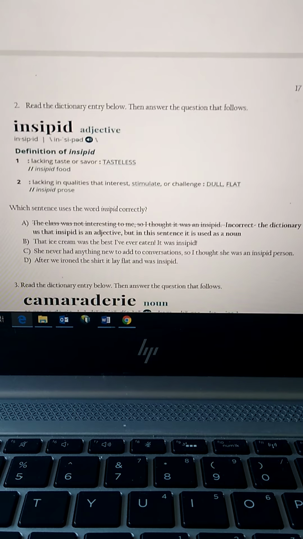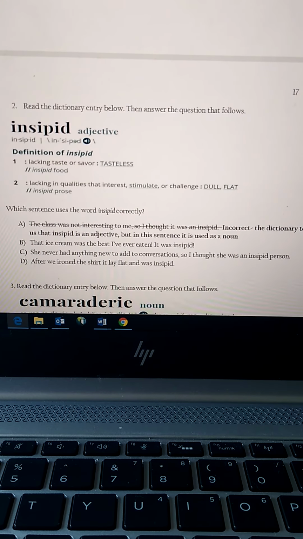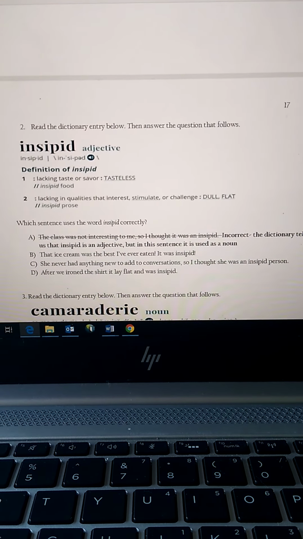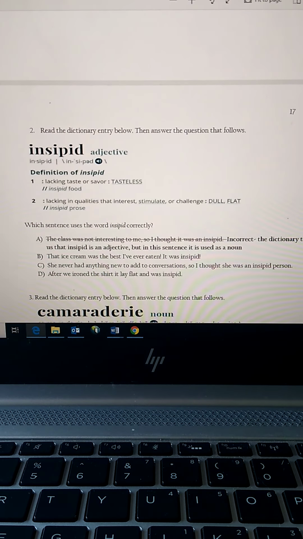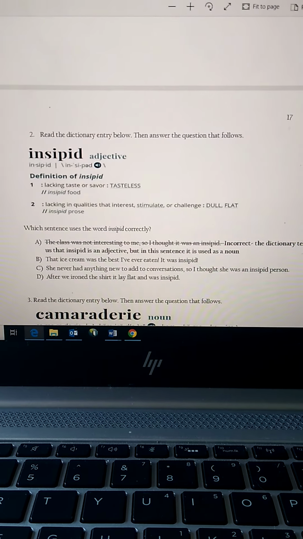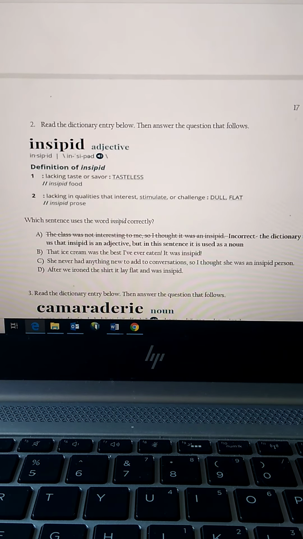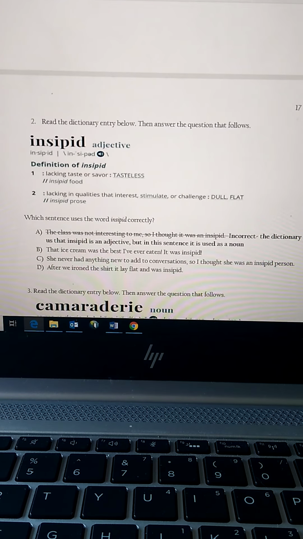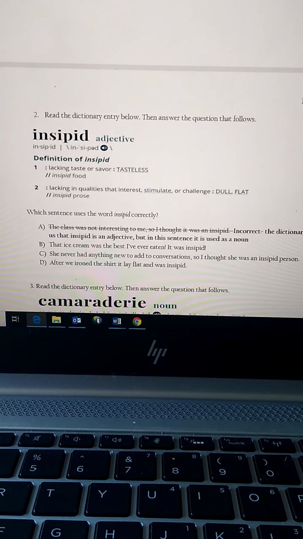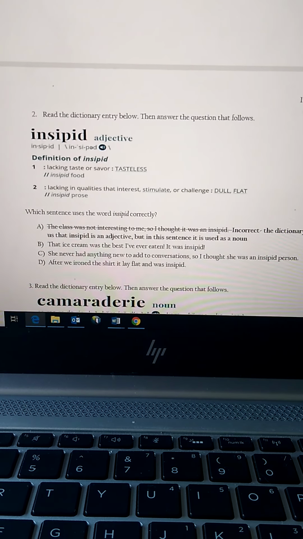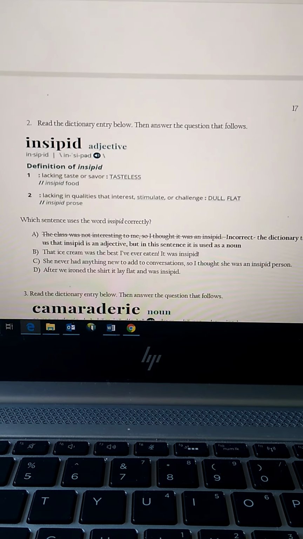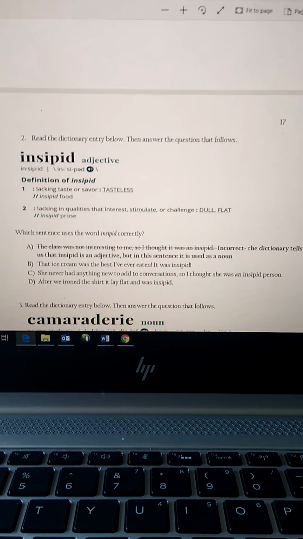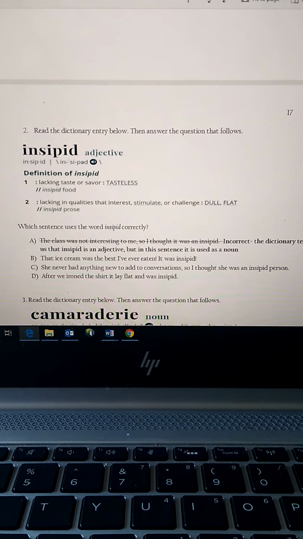C, she never had anything new to add to the conversations, so I thought she was an insipid person. So think, does that make sense to describe her as an insipid person if she had nothing new to add to the conversations? D, after we ironed the shirt, it lay flat and was insipid. So can we say that the shirt is not interesting after it's being ironed? So think which would be the best answer, B, C, or D. If you chose answer C, then you are correct.